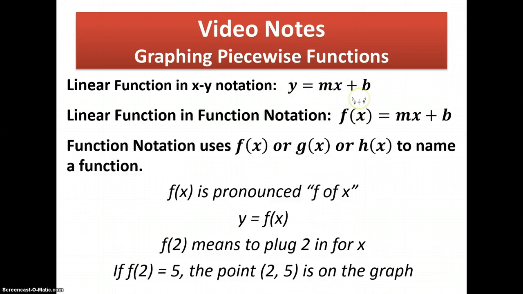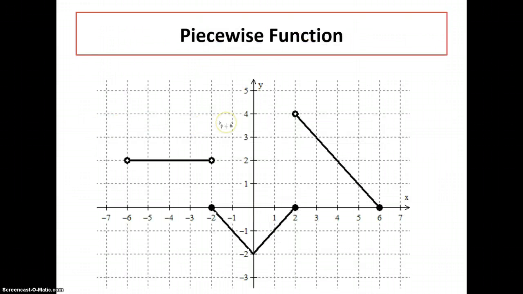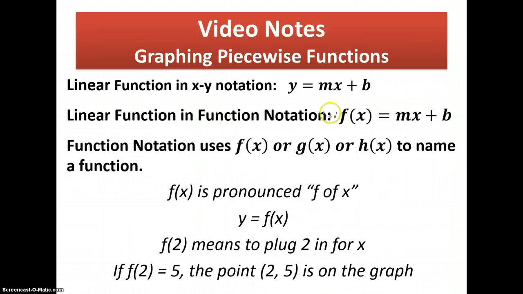That's your slope-intercept form. We're now introducing a linear function in what's called function notation. f of x equals mx plus b. So instead of y, we have an f of x. Function notation uses f of x, g of x, h of x, or some other letter to name a function. So a couple key points here at the bottom. You pronounce this as f of x, or g of x, or h of x.